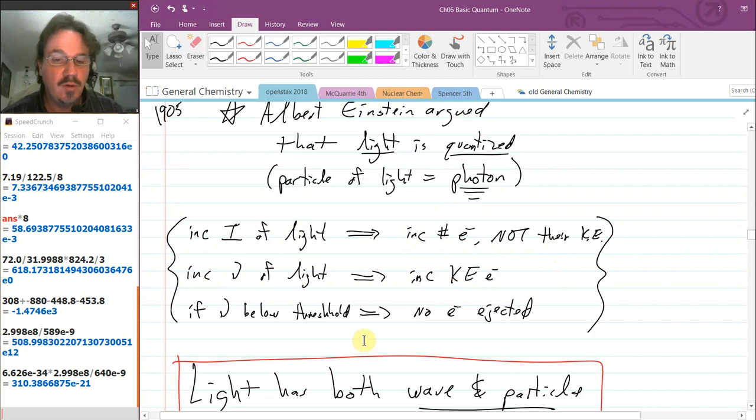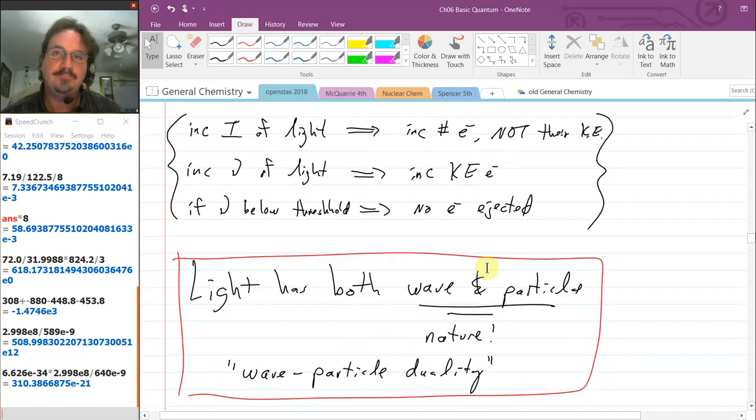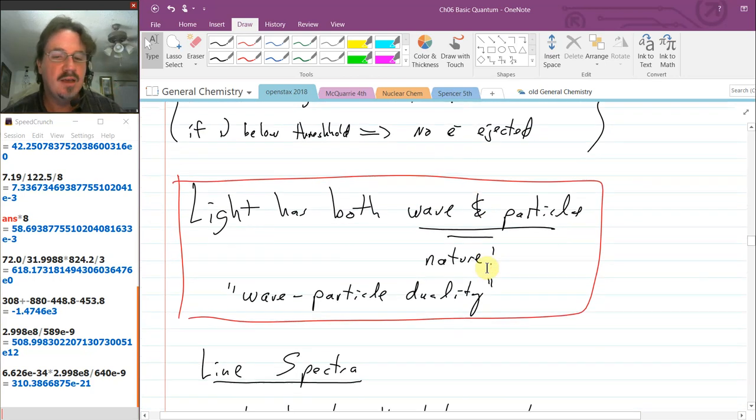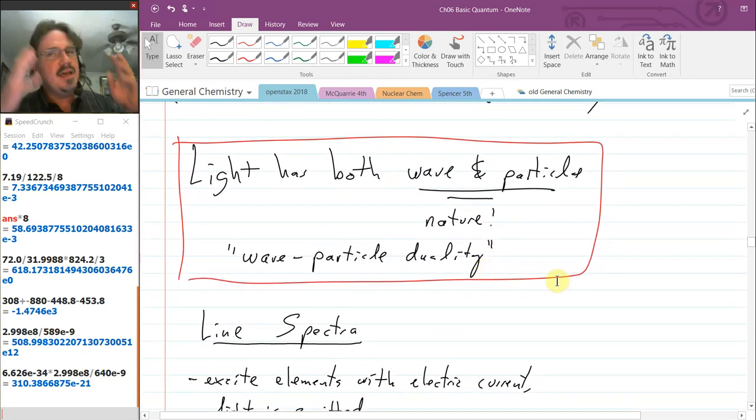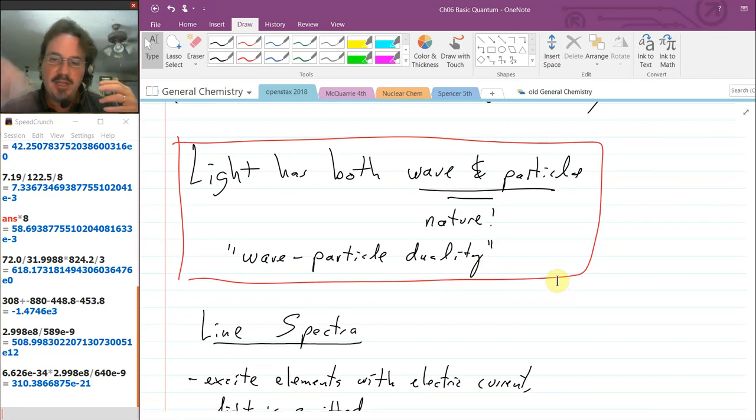However, if you're below the threshold, you don't get anything at all. Again, this is explainable if you quantize the amount of energy that we're talking about. So that's the photoelectric effect. Taken together, these two key experiments illustrated that light, as we're shining or releasing it, has a particle nature. Now, we already knew it had a wave nature, and that wave nature didn't go away.